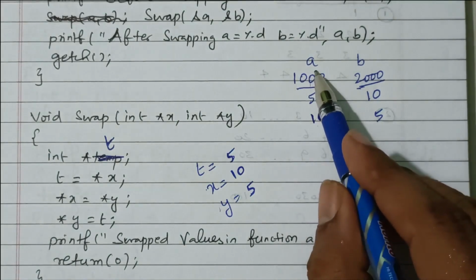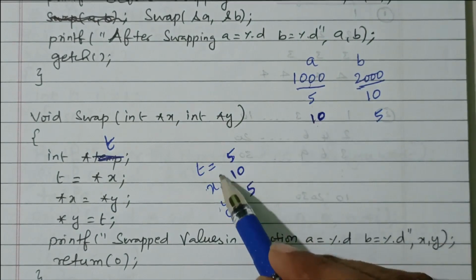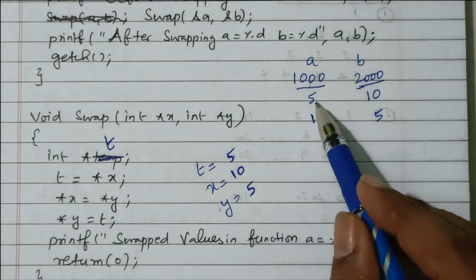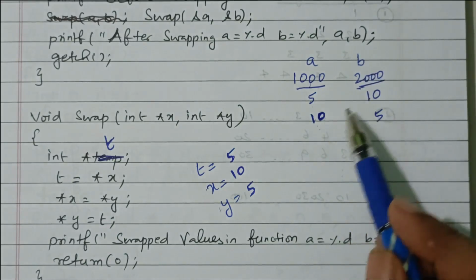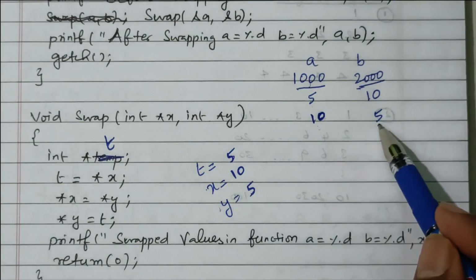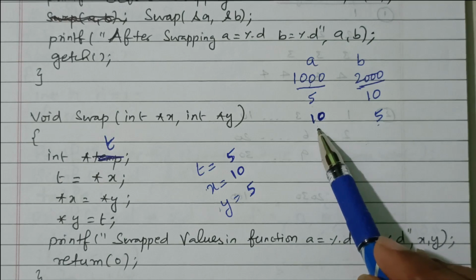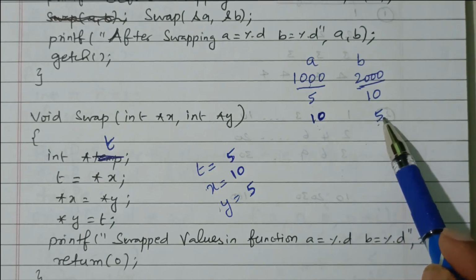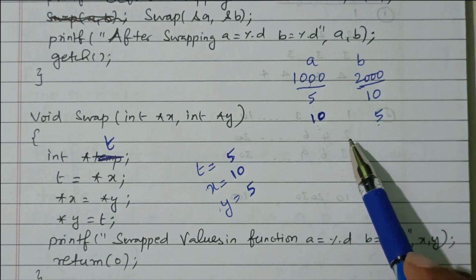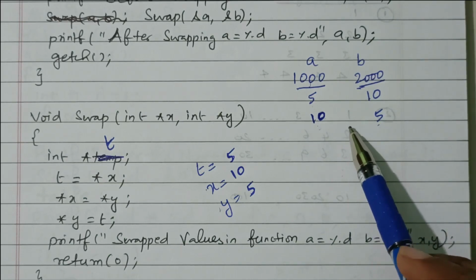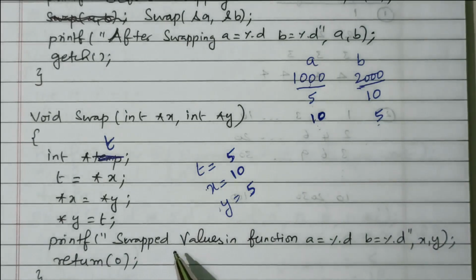So a is stored in the address 1000 as 5. After executing this expression, 5 is changed to 10. b is stored in the address 2000 as 10. After this exchange, it becomes 5. Now a and b are permanently changed. a becomes 10, b becomes 5. Permanently changed in the address itself. In the previous case, it was not like that. a, b are different, x, y are different, in different memory locations. Now after this, we are printing the values.